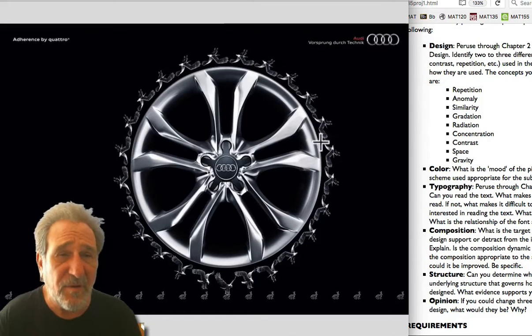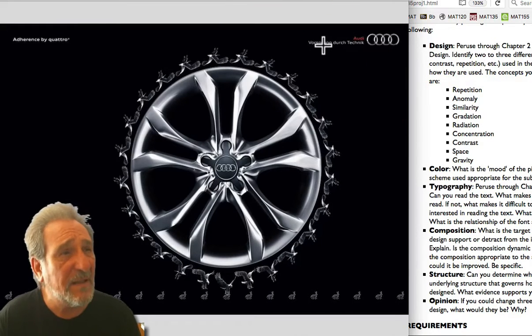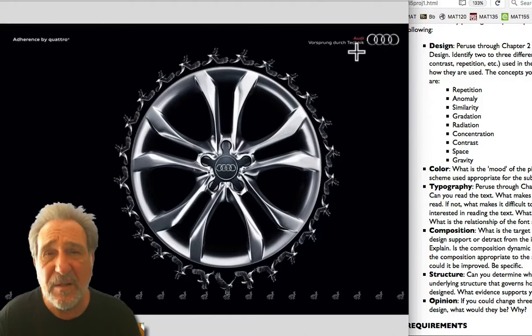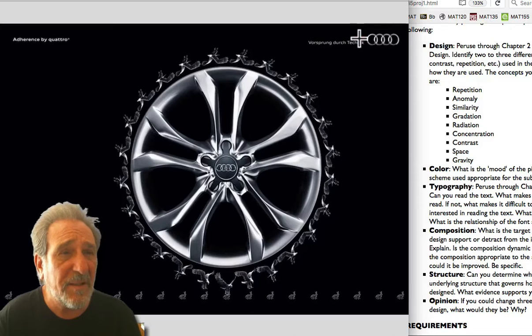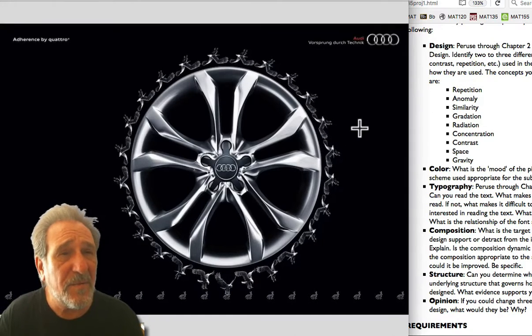Color scheme, the silver and black, can't go wrong with that for sophistication. Type's a little small, right? Even at this size, we're struggling a little bit with possibly reading it. The contrast is struggling a little bit. The word Audi would be an anomaly, but it's so small that it's sort of struggling even in that regard. So there are some things that could be improved with this ad.